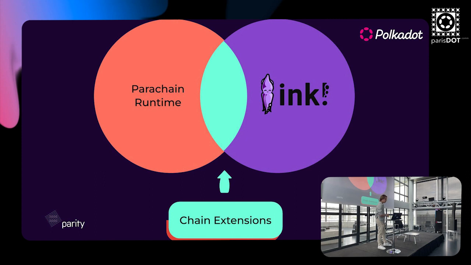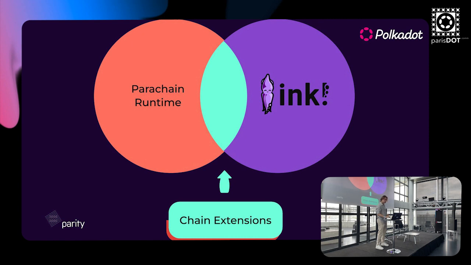But we can also slightly overcome these limitations with the concept of chain extensions. Chain extensions are, again, one of those killer features of Ink. In short, you can expose certain domain-specific functionality from your Substrate runtime to Ink, and allow smart contract developers to make calls to the runtime and execute code not inside the WASM interpreter execution environment for smart contracts, but on the level of the Substrate runtime.